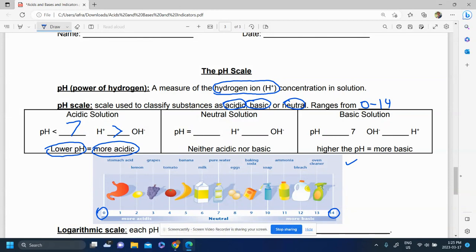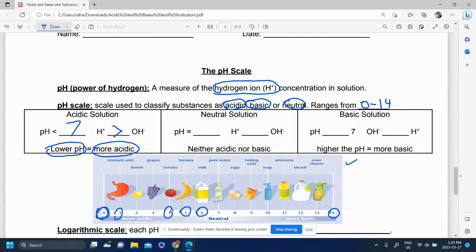So for example, if I had a pH of 0, that is more acidic than a pH of 1. If I had a pH of 5, that is more acidic than a pH of 6, but less acidic than a pH of 4, because the lower the pH, the more acidic something is.